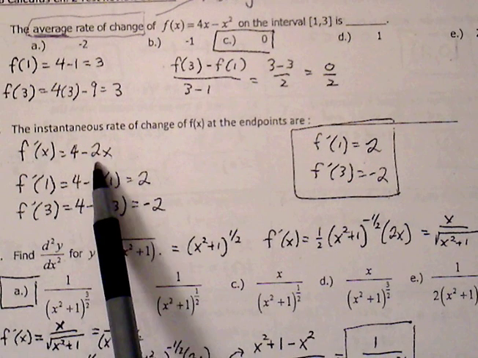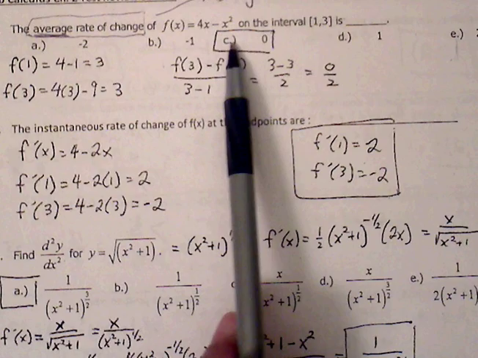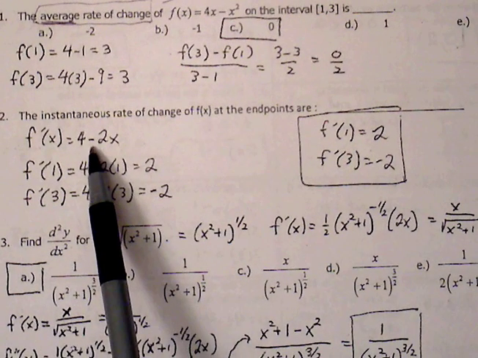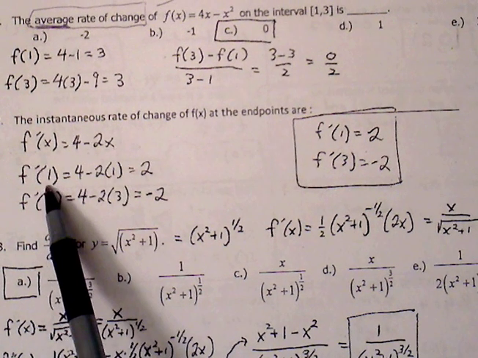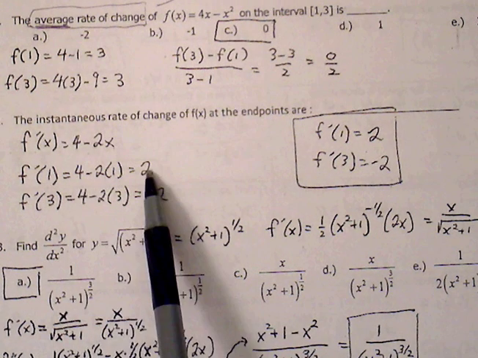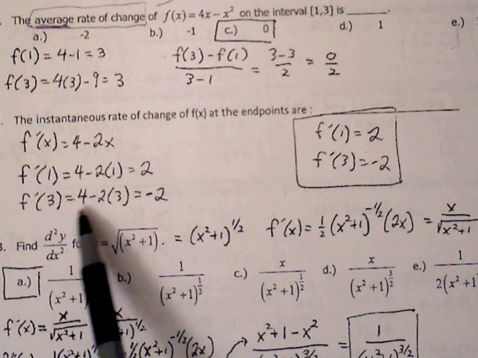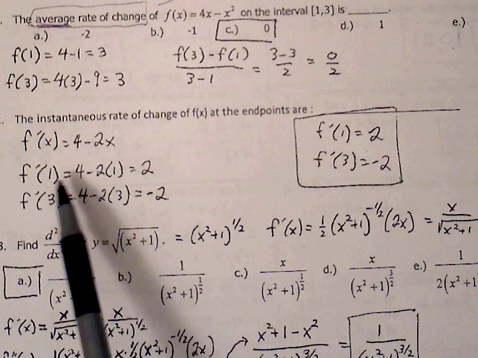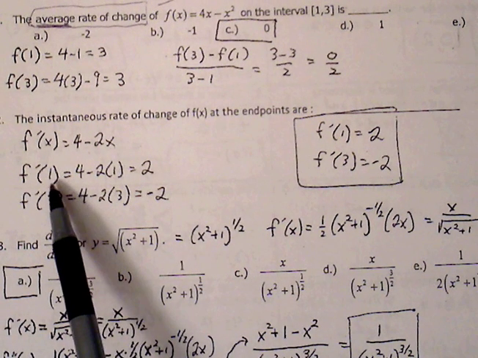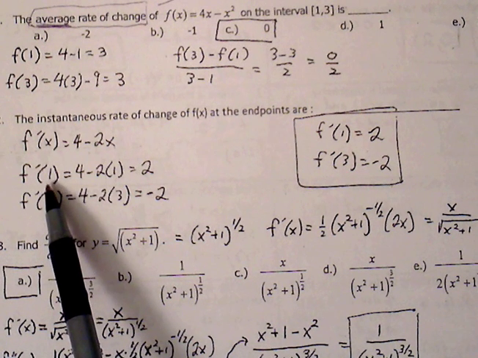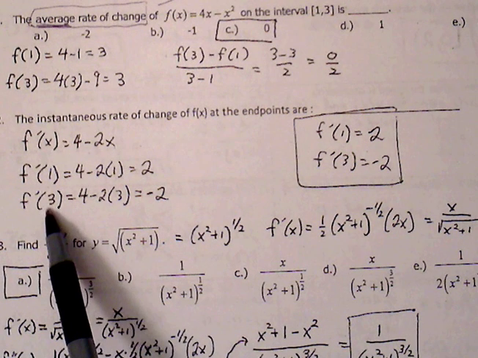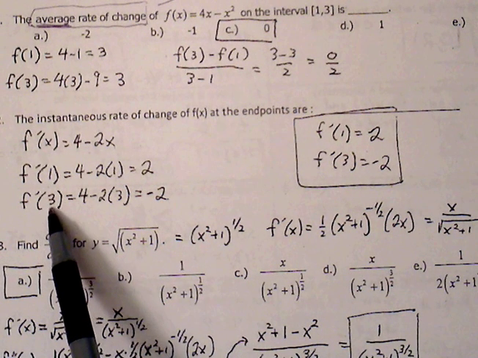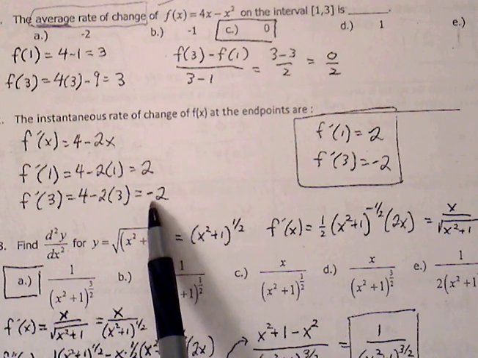So first we find the derivative. So 4x becomes 4, x squared becomes 2x, and we can simply plug the endpoints separately into the derivative function. So f prime of 1 is simply 4 minus 2, which is 2. F prime of 3 is 4 minus 6, which is negative 2. So that means the slope at 1, the exact steepness of the curve at x equals 1 will be a slope of 2. The exact steepness of the curve at x equals 3 will have a slope of negative 2.